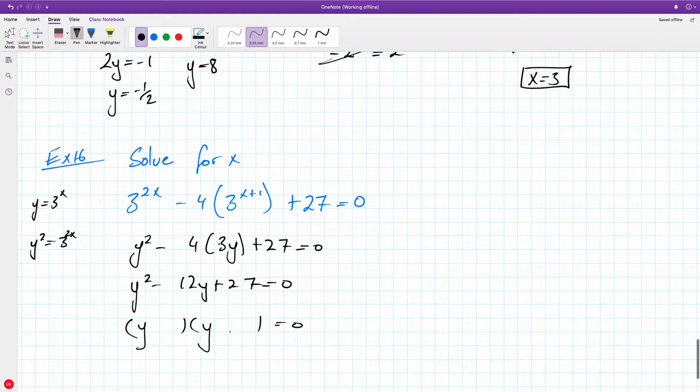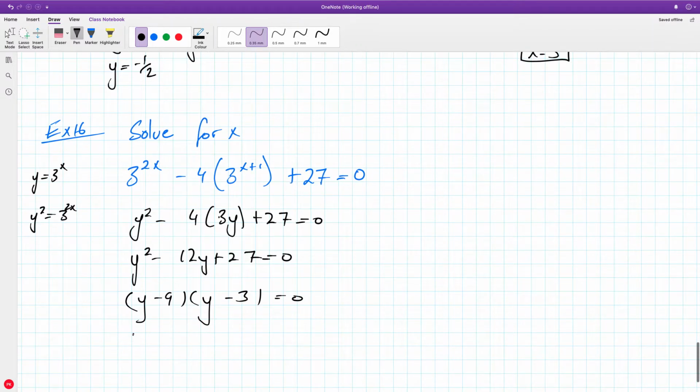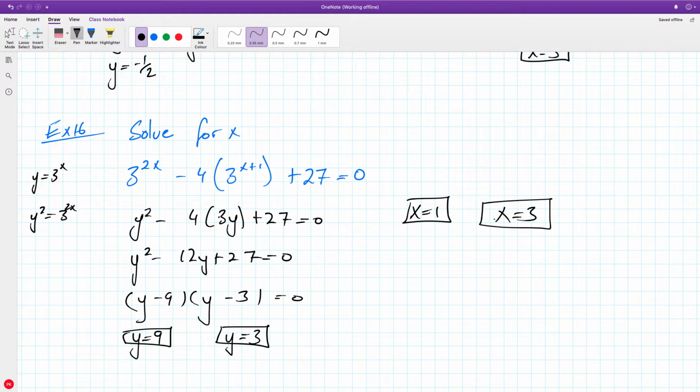Y and y, minus 3 minus 9. Y is equal to 9. Y is equal to 3. Go back up and sub it in, and you got x is equal to 1, and you got x is equal to 3. Yeah? So they're all the exact same.